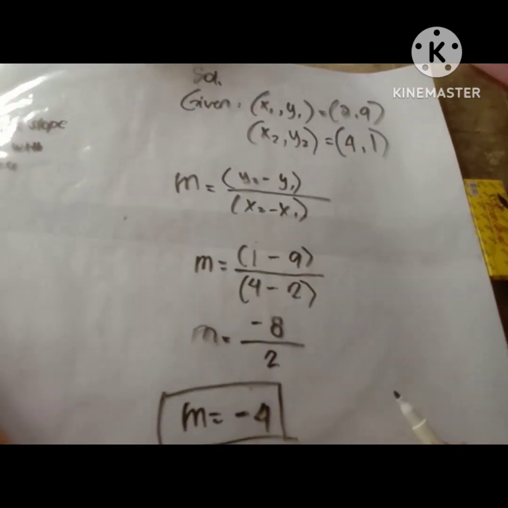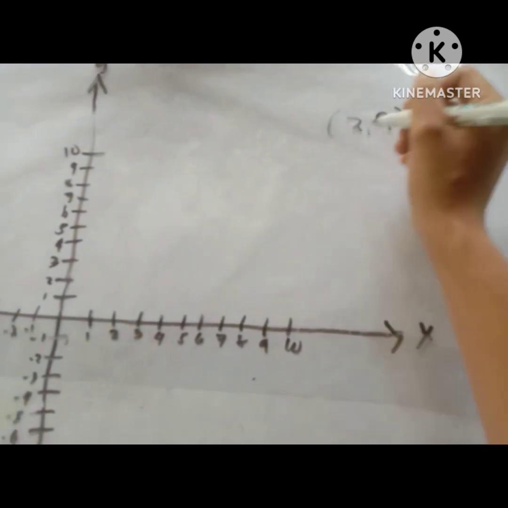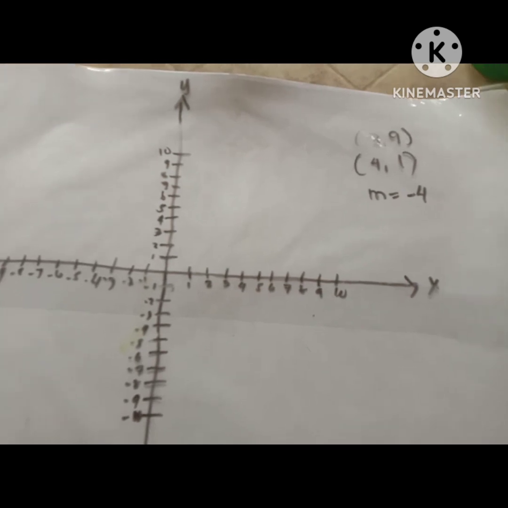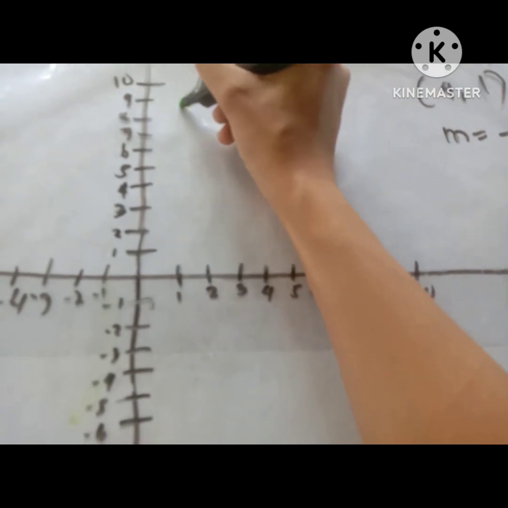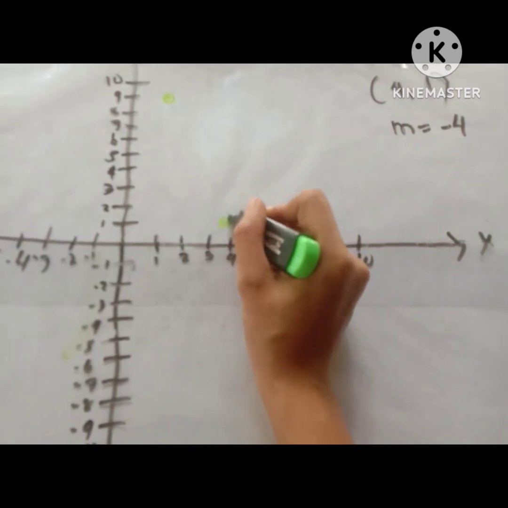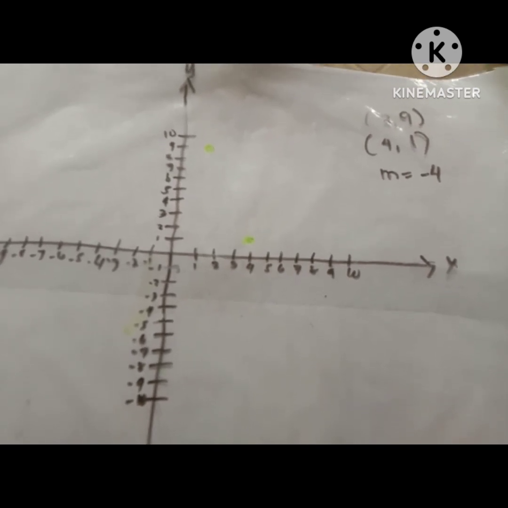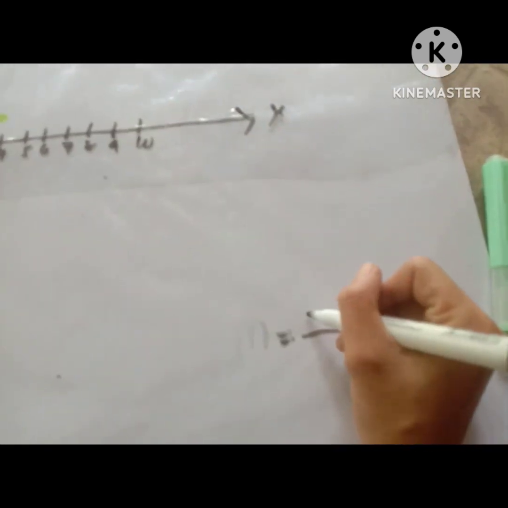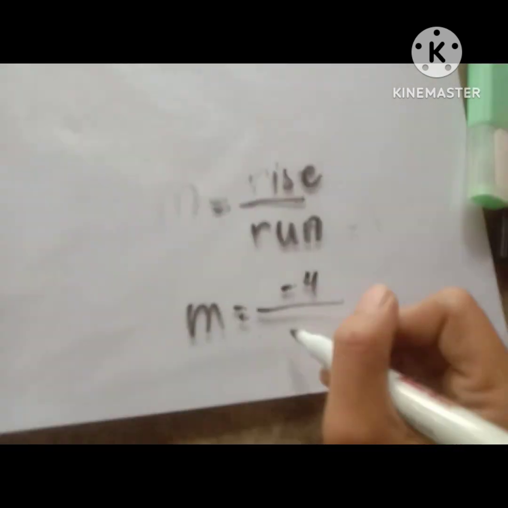So let's graph the coordinates (2, 9) and (4, 1), and we have a slope of negative 4. To plot this, start with 2 and 9: positive 2 on the x-axis and 9 on the y-axis. The slope is negative 4, so slope equals rise over run. Our rise is negative 4, and our run is positive 1.